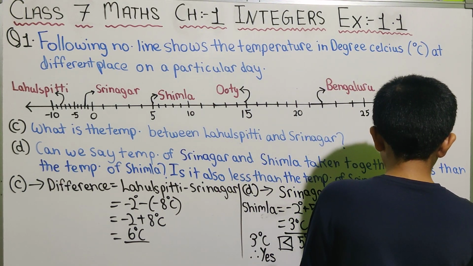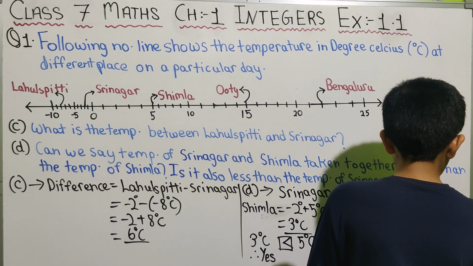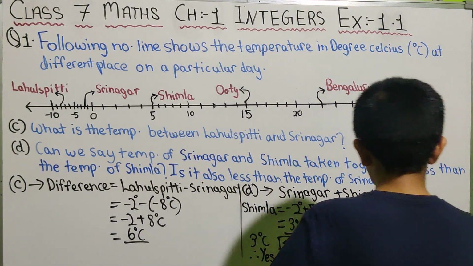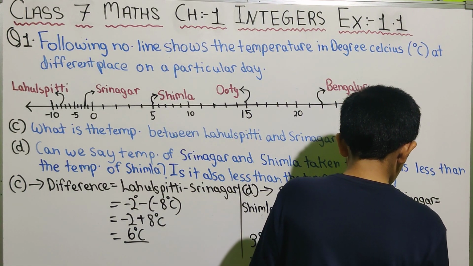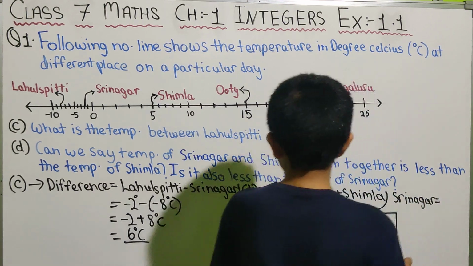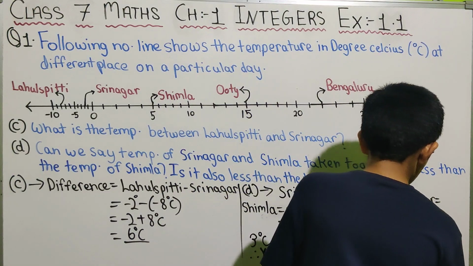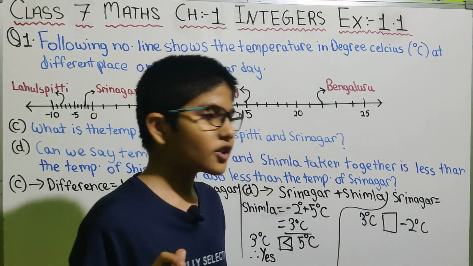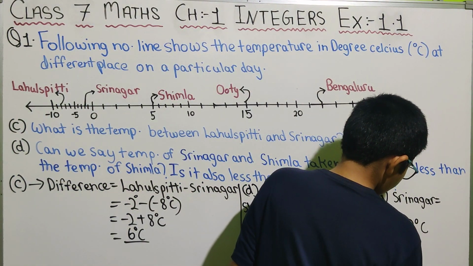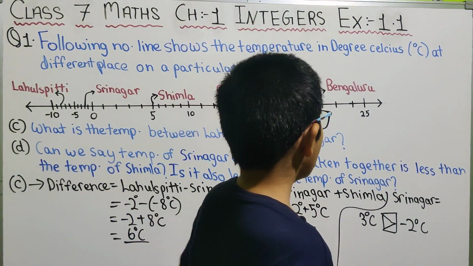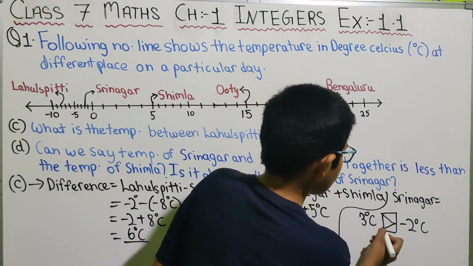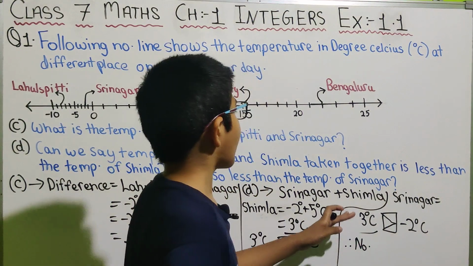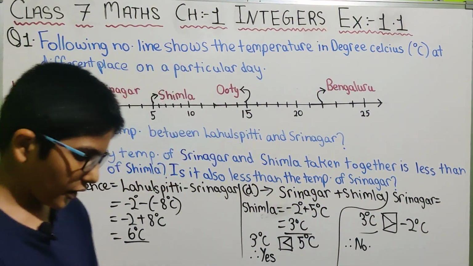Now here we are finding for Srinagar. Here we got 3 degrees Celsius now, so like that only do. Here 3 degrees Celsius is given, and Srinagar temperature is how much? Srinagar temperature is -2. So which is bigger? 3 is bigger or -2 is bigger? The positive integer is bigger, which means Srinagar is less than the temperature of Shimla and Srinagar together. So here we'll write no, because in the question it is asked whether it is less than the temperature of Srinagar. So this is our answer.